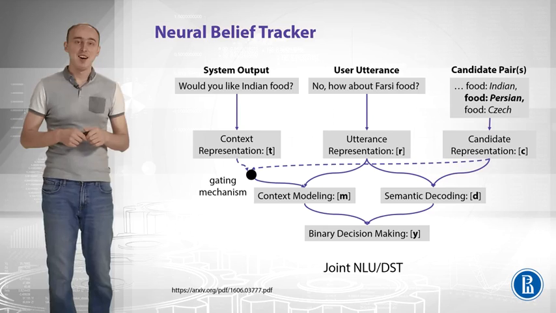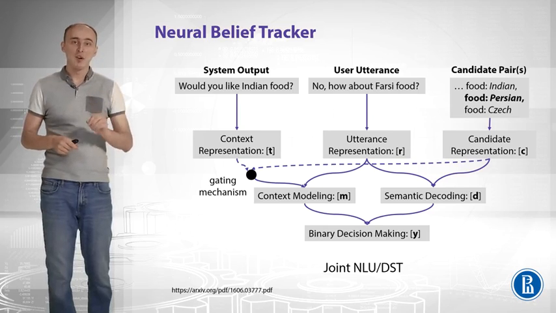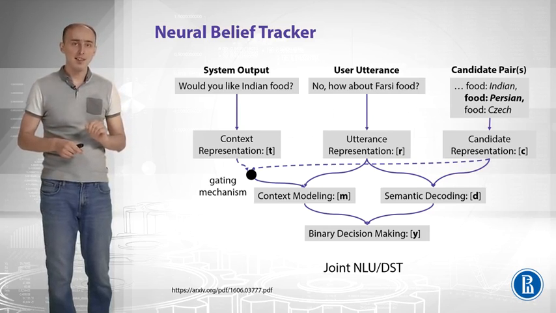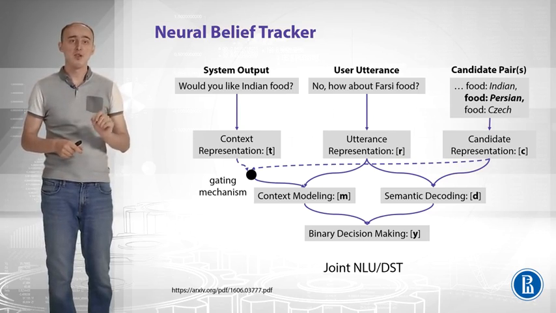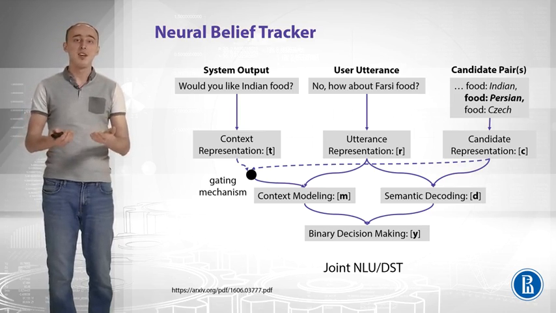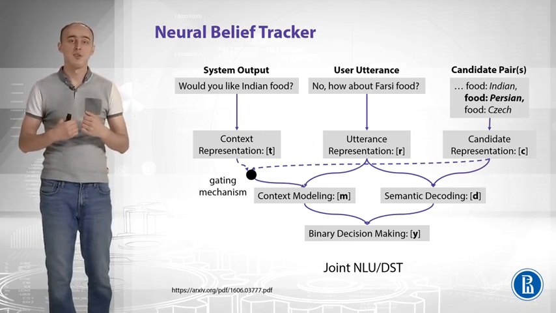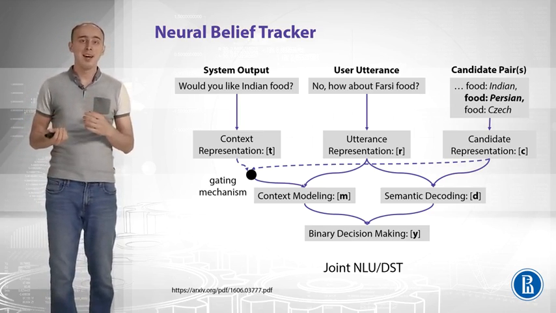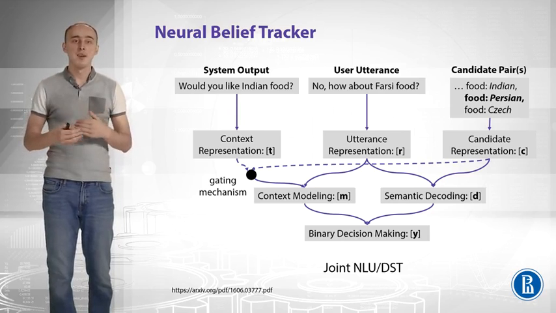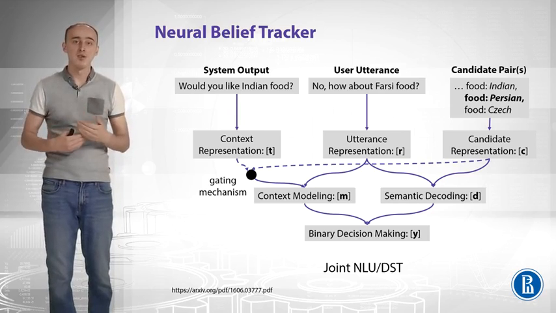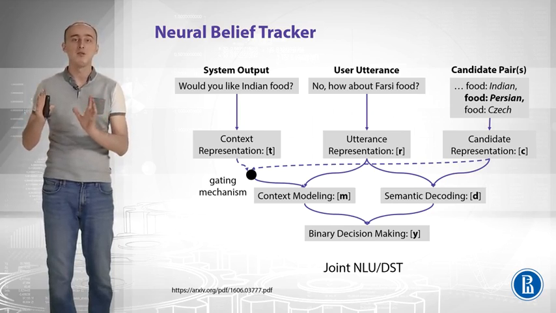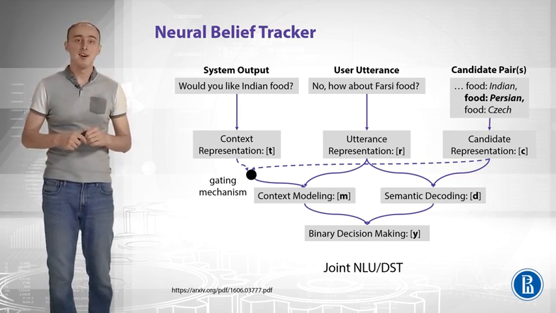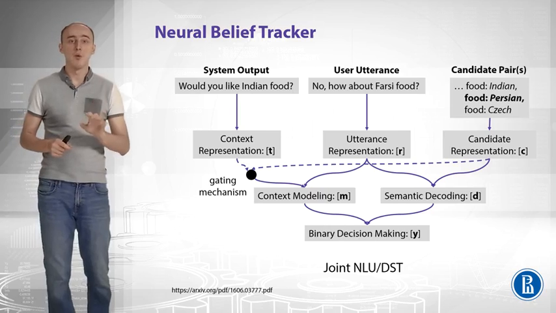neural networks. So this is an example of an architecture that does the following. It uses the previous system output, which says, would you like some Indian food? Then it takes the current utterance from the user, like, no, how about Persian food? And then we need to actually parse that system output and user utterance and come up with the current state of our dialog. And this is done in the following way.